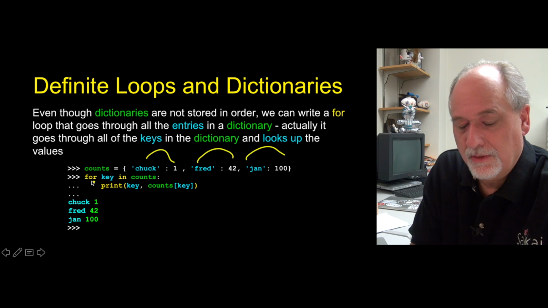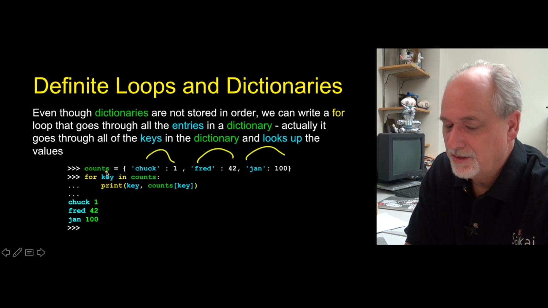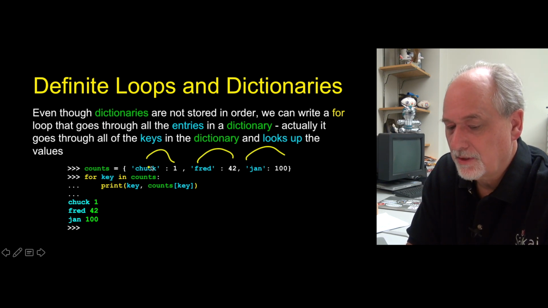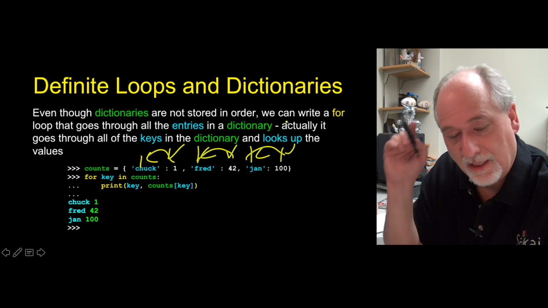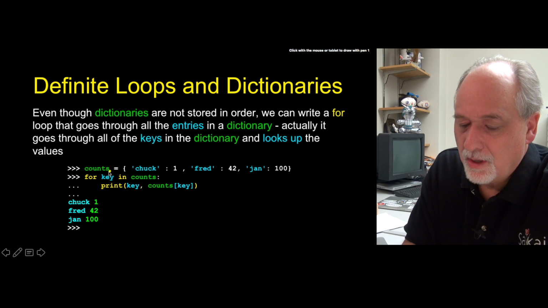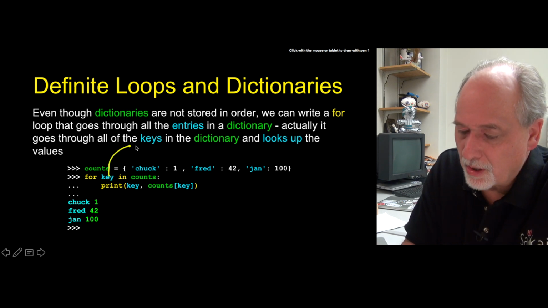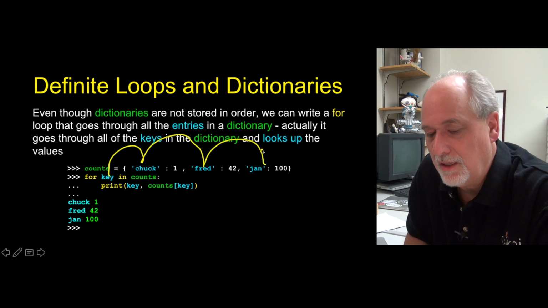And so we're going to use a definite loop with the for key in counts. Now it doesn't have to be called key, but key is a good name because these are keys and values. K, V, K, V, keys and values. I just mentally think of this as keys and values and keys and values. So this iteration variable is going to walk the keys. It's not going to walk the values. It's going to walk the keys.